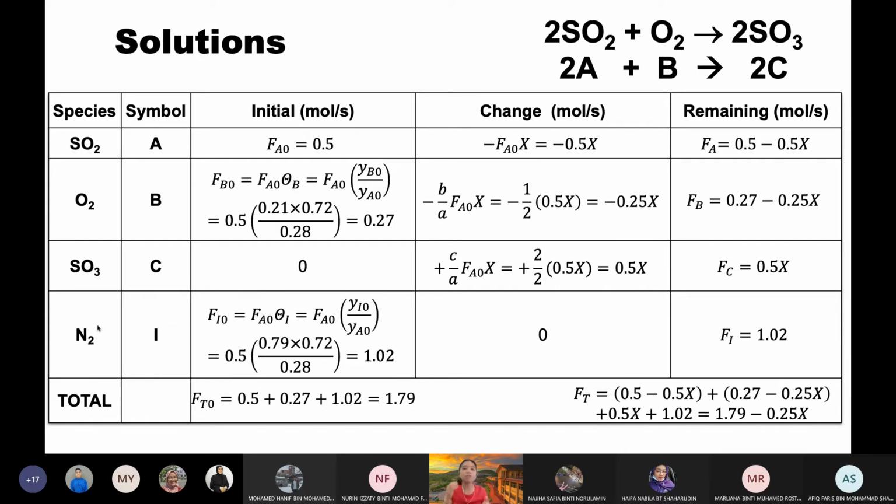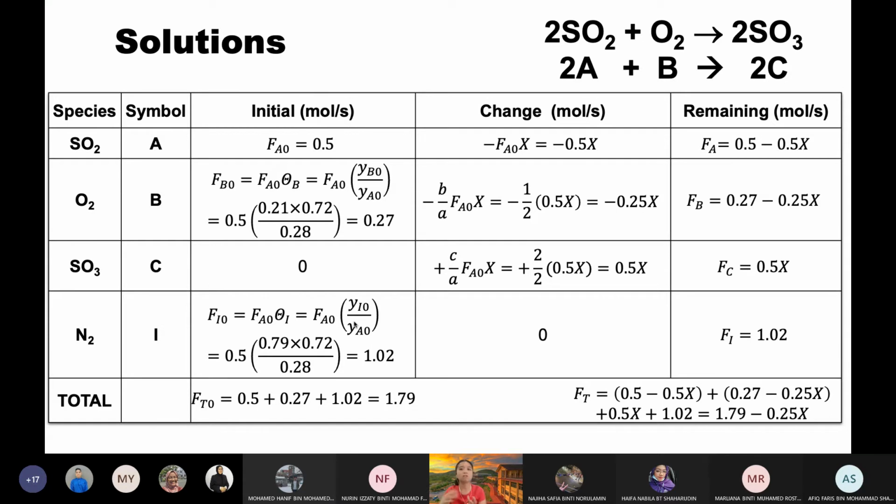So inert jangan lupa juga. We have nitrogen gas as the inert because we use air. When we use air, nitrogen gas is in the air. Although it's not involved in the reaction, it has in the system, it has its own role. So nitrogen gas pun kena kira juga. Berapa nilai nitrogen gas initially? Fi naught. So I is for the inert. So initial molar flow rate of inert equals to Fa naught multiplied with theta I. Tadi theta B for B, for inert theta I. So what's theta I? Initial fraction of nitrogen gas over initial fraction of SO2.